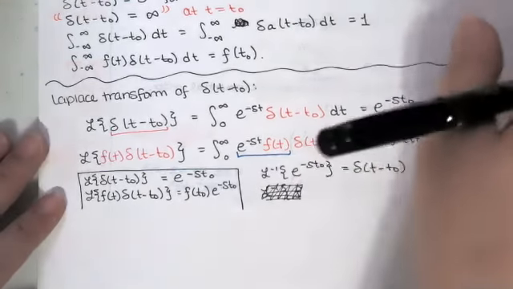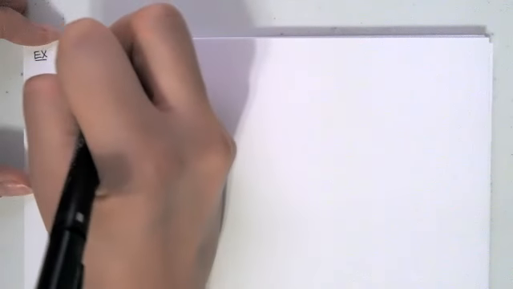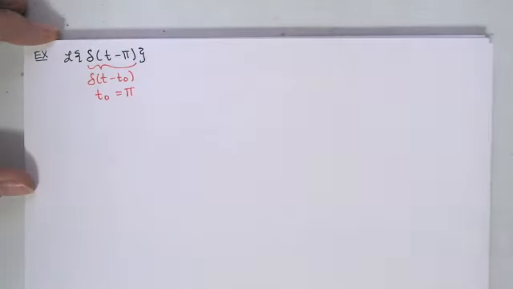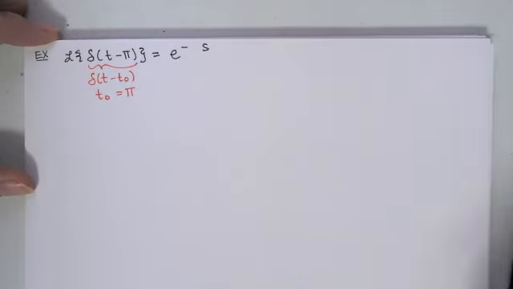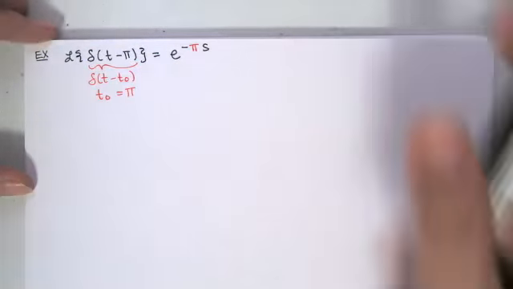Okay, let's apply that to a couple of delta functions, just so that you can see how easy it is. Let's say you want to compute the Laplace transform of Dirac delta at t minus pi. You're just pattern matching. This is delta at t minus t naught, so t naught is equal to pi. So we get e to the negative s times t naught, so you have e to the negative pi s.